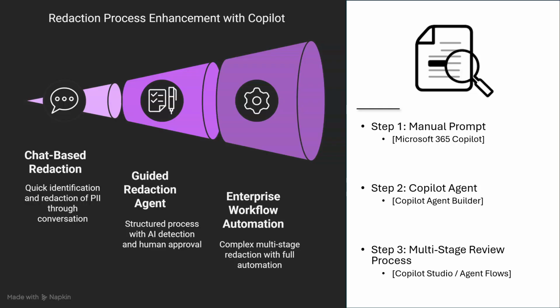Before I go in and show you how we're going to do this, there are three different solutions I'm going to show you today. One is chat-based. We're going to give it a prompt. We're going to give it a document, and it's going to give me a redacted copy of that content that I can then use as a manual review.